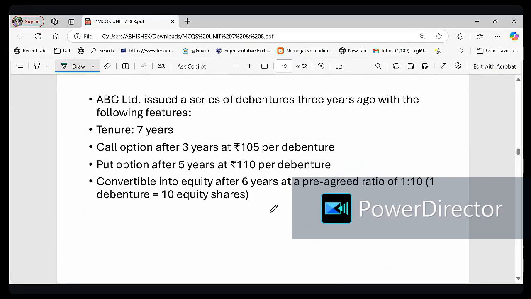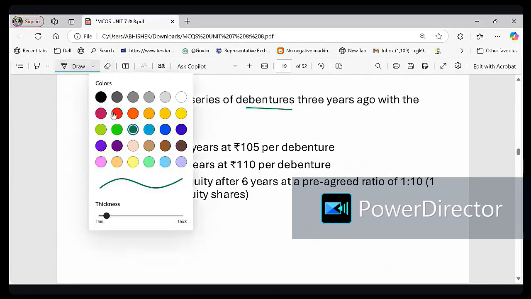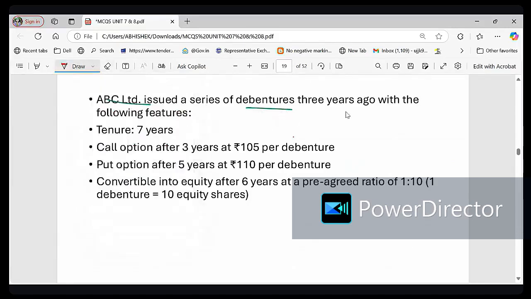Now come back to this particular question. Friend, what is happening here? This ABC Limited has issued a debenture 3 years ago, right? With these terms: tenor is 7 years, call option after 3 years at the rate 105 per debenture, put option after 5 years at the rate 110 rupees per debenture, right? Now, convertible into equity after 6 years in the ratio 1:10, right?